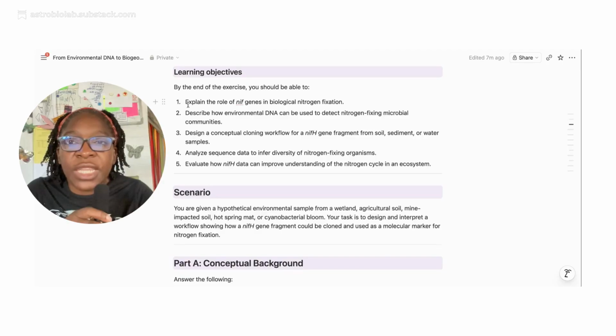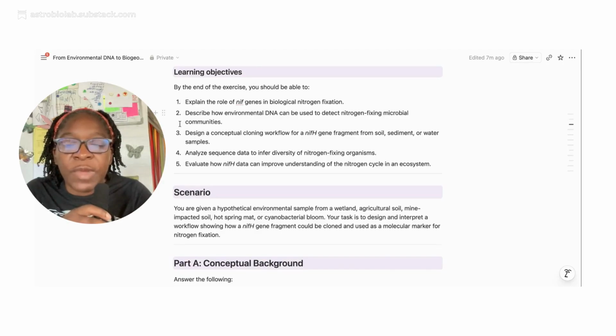So if you notice here, these things that you're supposed to be able to do after doing this exercise, they go up in different levels of difficulty. You should be able to just explain. So if somebody asks you, well, what's the role of nifH genes? You should be able to say it, explain. You should also be able to describe. So that is just being able to show that you understand it.